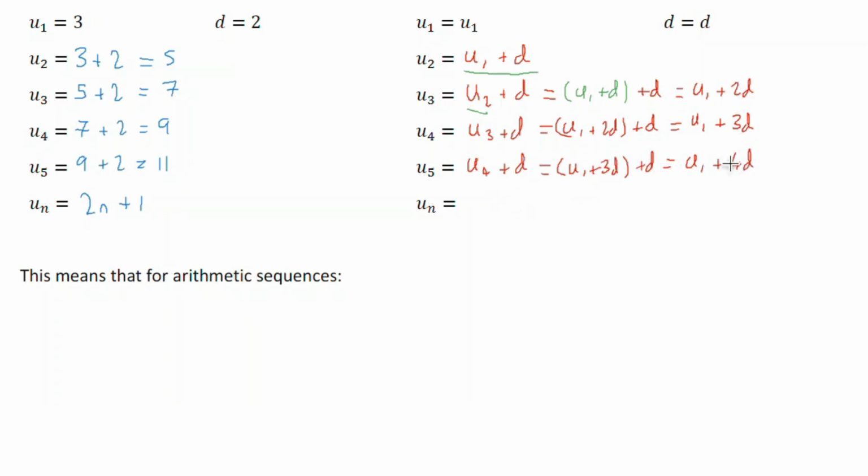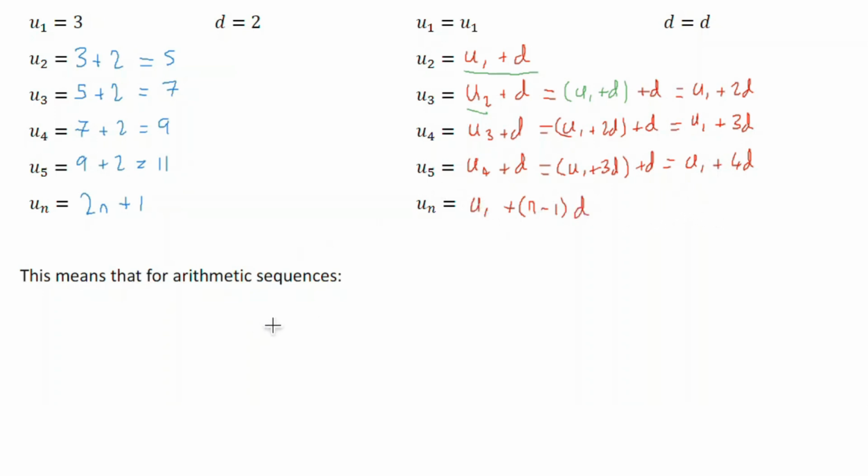And this gives us a way to see a general formula, because in all of these we have u1 plus some multiple of d. Well, what is the multiple of d? For u2, the multiple is 1. For u3, the multiple is 2. For u4, the multiple is 3. For u5, the multiple is 4. It's always 1 less than n. So for un, we get n minus 1 times d.